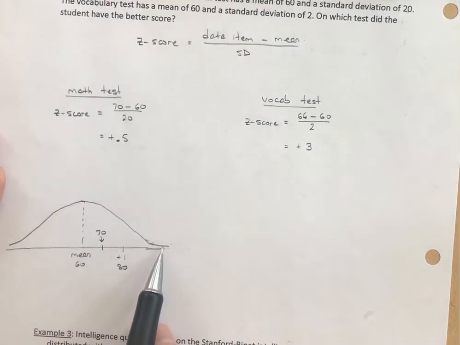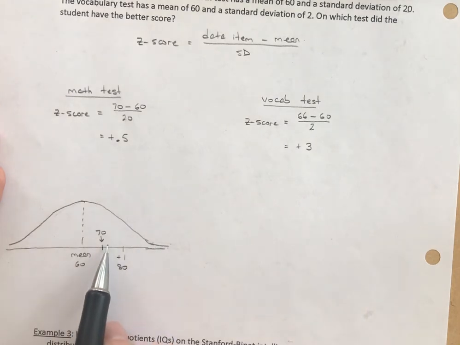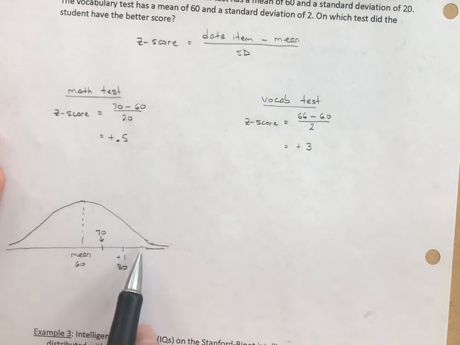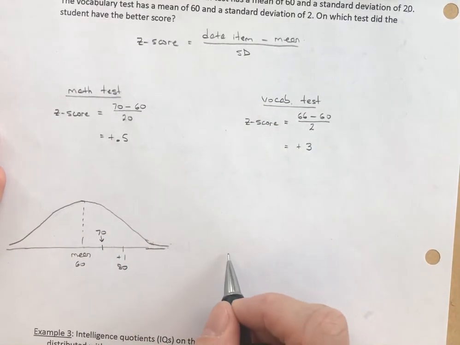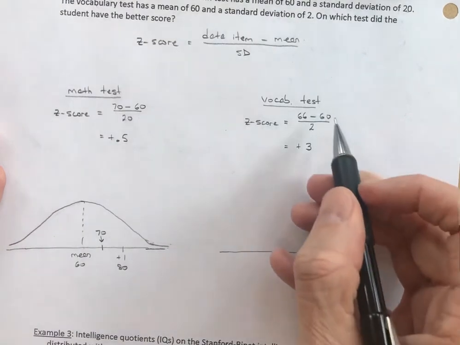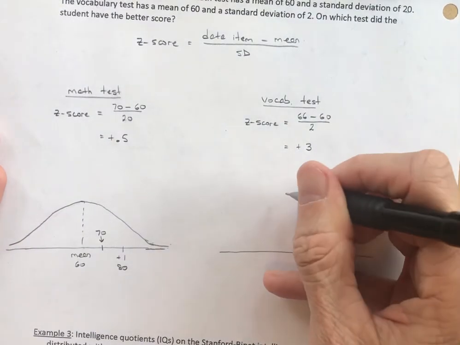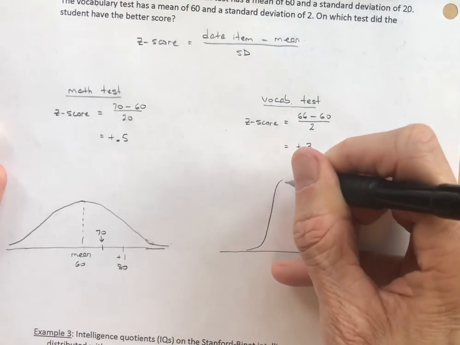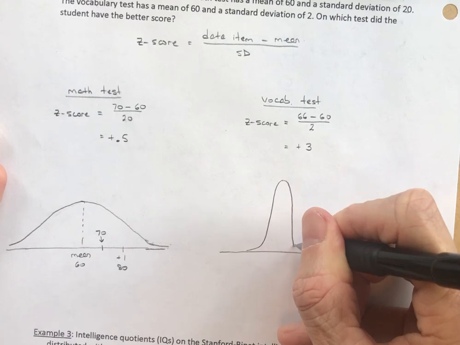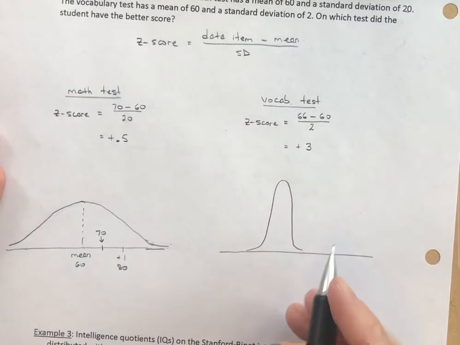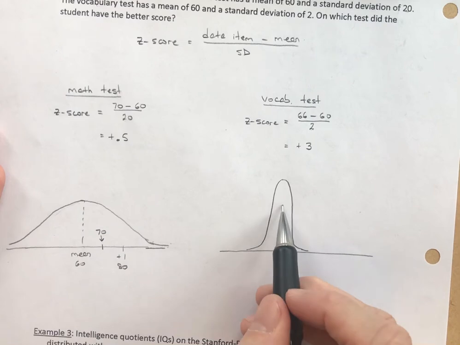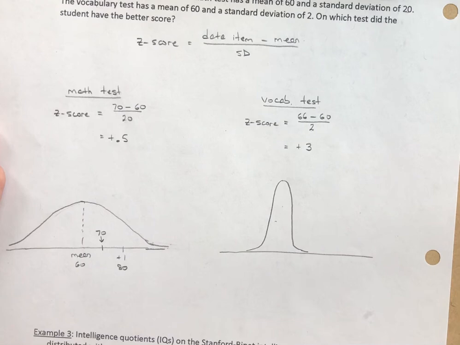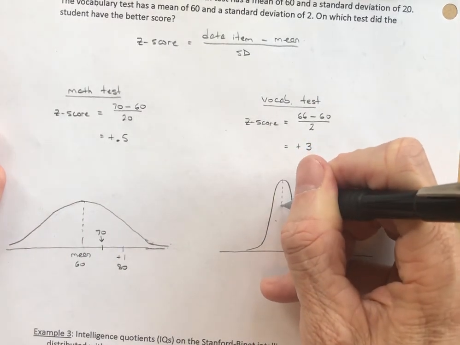There were still a fair percentage of scores that were above the student's. Of course, there were more that were below, but there were still a fair number that are above. On the vocab test, the standard deviation is far, far smaller, so we're going to have a much tighter bell curve. It's still a bell curve. It's just going to be tighter. The area underneath it is still 1 or 100%. It's just tighter. So here's the mean.